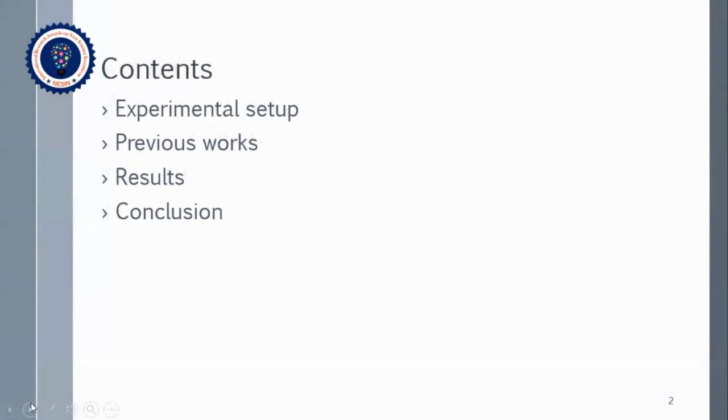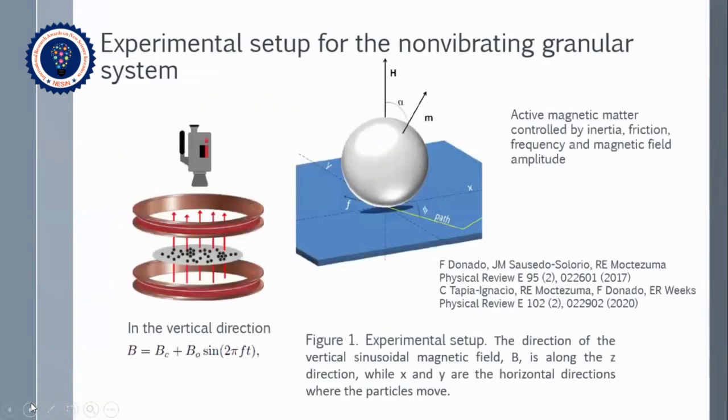Content of the talk is the following. First, we will describe the experimental setup. Then we briefly describe our previous work. Then we analyze the results and finally a conclusion. The experimental setup for the non-vibrating granular system is as follows.